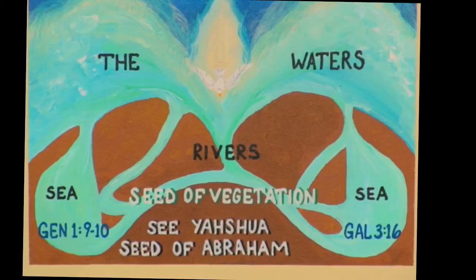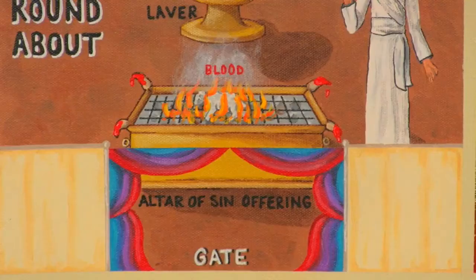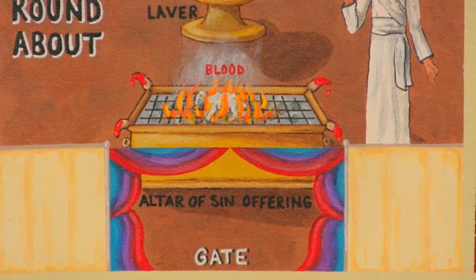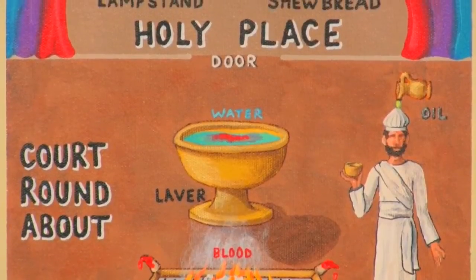seed of vegetation was formed, sealed or surrounded with the more dense waters beneath the firmament, covering the surface of the earth, as compared to the dead sacrifice on the altar and the water in the laver in the outer court of the pattern of the tabernacle.